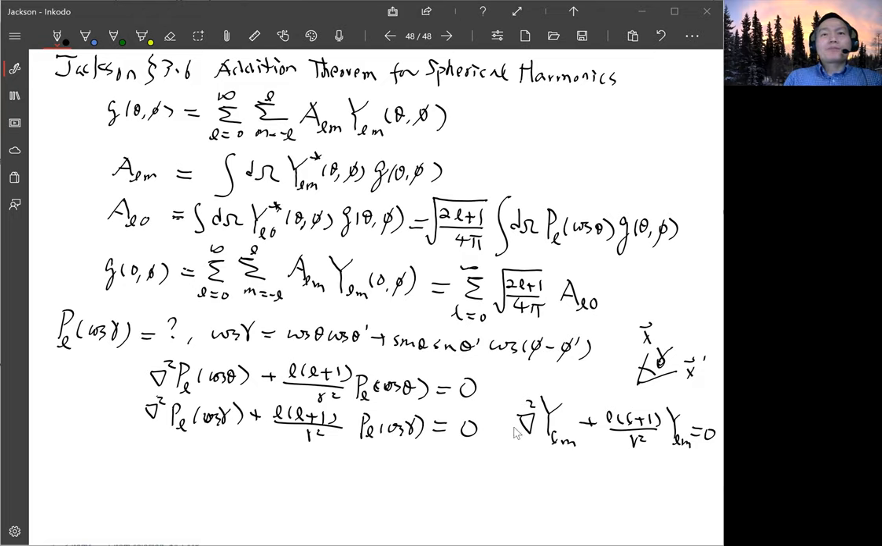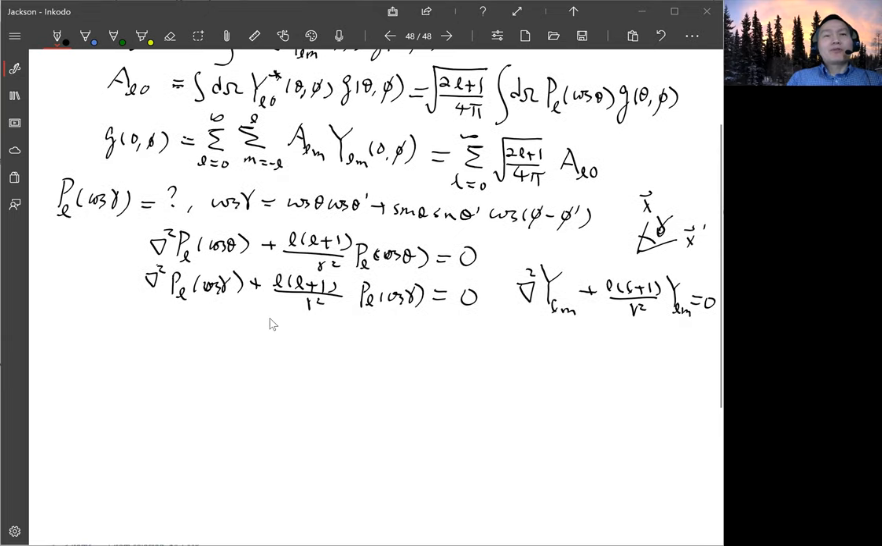So we'll stop at this. All the Y_lm satisfy this same equation: the Laplacian on Y_lm plus l(l+1) over r squared Y_lm is 0. This is for all m, so all the m satisfy this. If P_l cosine gamma satisfies the same equation, it can be expressed as a combination of all the Y_lm, because all the m for the same l form a complete set for all the functions satisfying this equation.